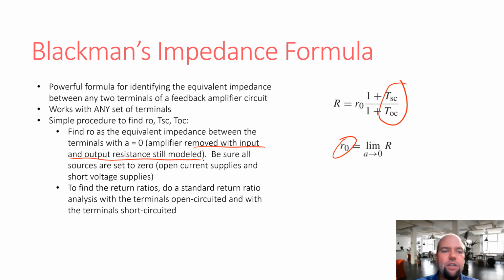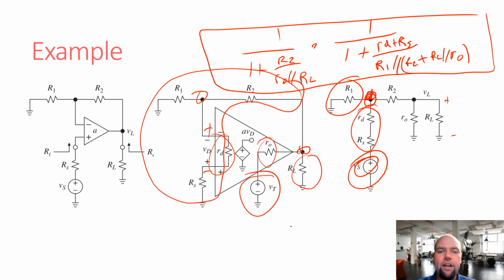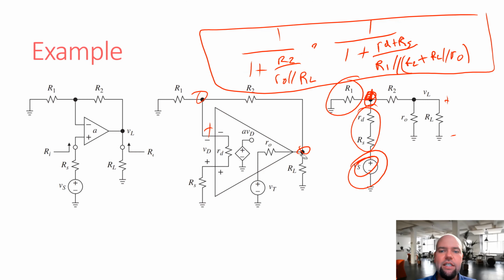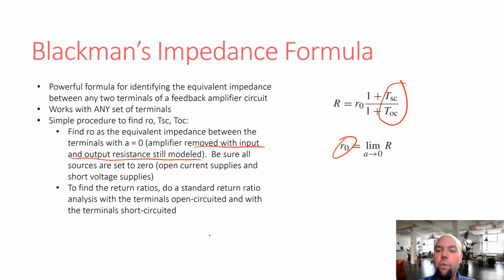To find the return ratios, we do a standard return ratio analysis, which we talked about here. You break the circuit right here, disconnect that, and then apply a test voltage. Then you find the ratio of what portion of this test voltage appears across the differential terminals of the op amp after you make that change. And we do it twice, once with our two arbitrary terminals short circuited and once with them open circuited. Then this is our equation that gives us the equivalent resistance between those two terminals.